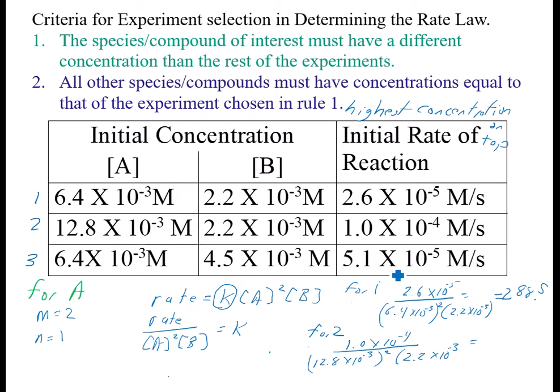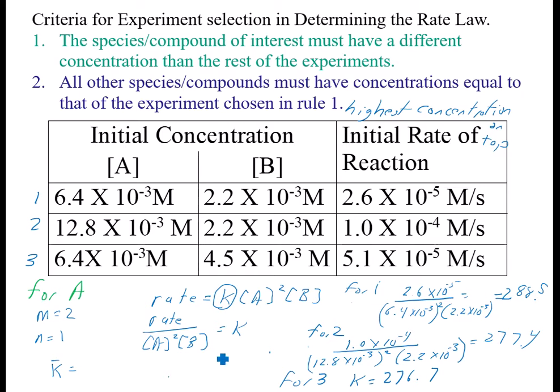I get 277.4. And I'm not going to show it, but for number 3, I do the same thing. I'm going to use 5.1 e to the minus 5th divided by 6.4 e to the minus 3 squared divided by 4.5 e to the minus 3. And I get 276.7.